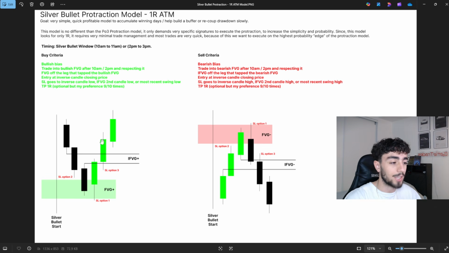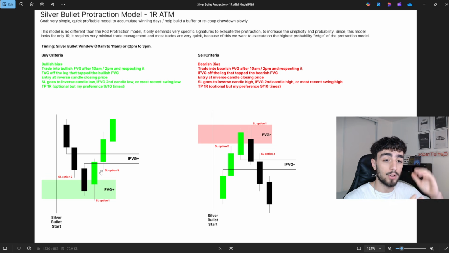Where do you put your stop loss? You have 3 options. It's up to you if you want to be more aggressive, passive, or in the middle. Option number 1, the most recent swing low before the inversion fair value gap. That would be right here in the example. Option 2, the second candle of the inversion fair value gap, that candle's low. That's right here. Option 3, the inverse candle low. That would be this candle.